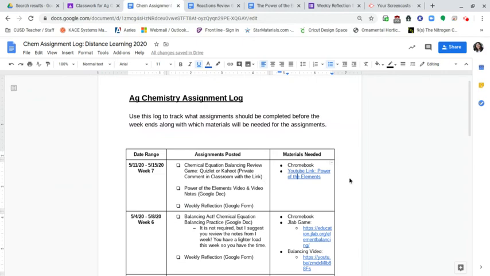Always start with that assignment log, take a look at what is in here. This week, there are 3 assignments that need to be turned in. The first is the chemical equations balancing review game. So that is where you create a Quizlet or a Kahoot. That, remember, is turned in as a private comment in the classroom.